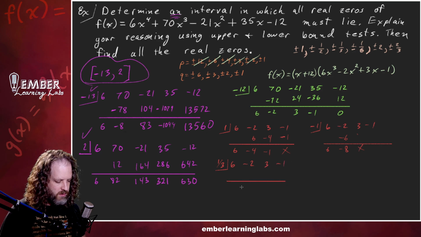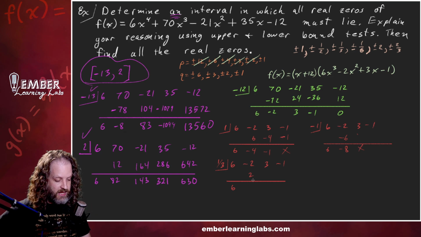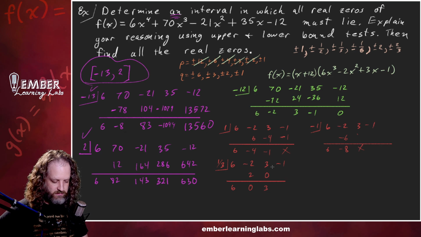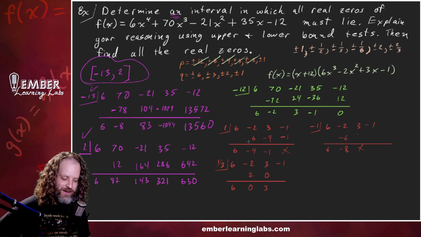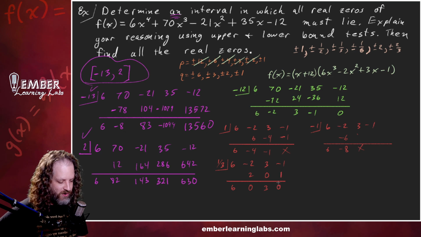Bring down the 6. 1/3 times 6 is 2. Ooh, we like that. Negative 2 plus 2 is 0. 0 times 1/3 is 0. 3 plus 0 is 3. 1/3 times 3 is 1. I didn't make the mistake this time. Negative 1 plus 1 is 0.